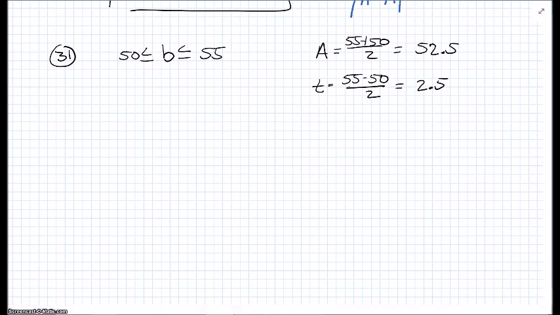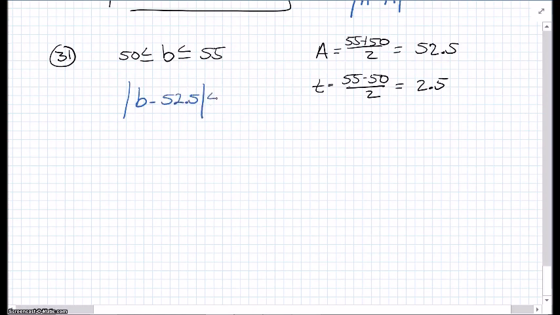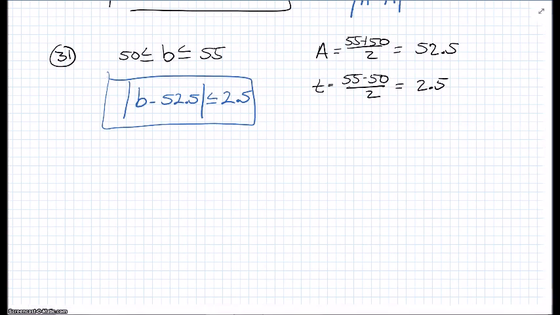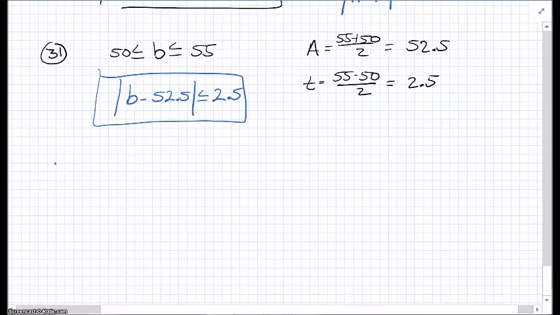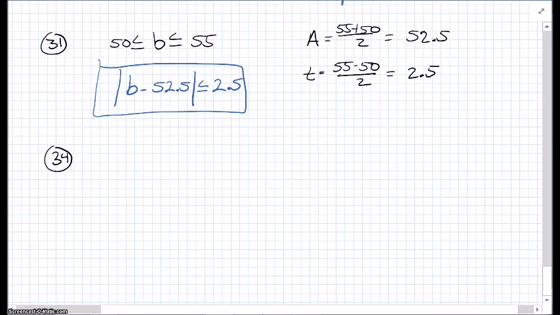So my absolute value inequality is nothing more than the absolute value of our variable b minus the average, 52.5, less than or equal to the tolerance, which is 2.5. So there we have our absolute value inequality. The absolute value of b minus 52.5, less than or equal to 2.5. Going on, number 34. Solve each equation.